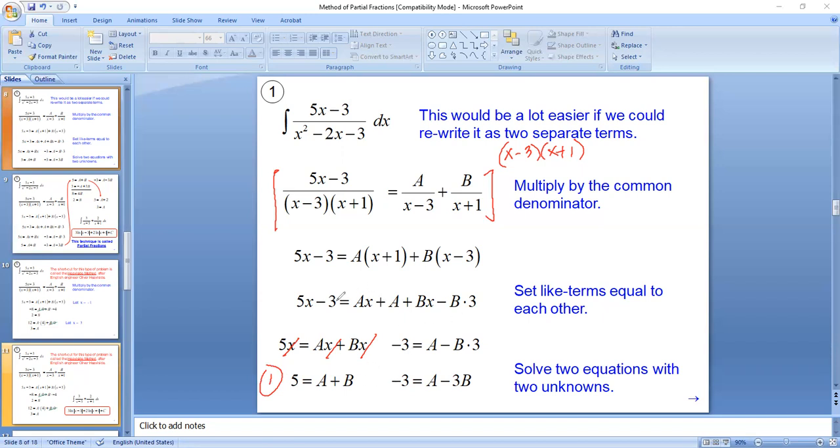Now, when you equate constants, you have negative 3 here on the left. On the right, you have a. This is a constant, it doesn't have any x. And you have here minus 3b. So you have the second equation. Negative 3 is equal to a minus 3b. Okay, you have already equated the coefficients of the powers of x and the constants.